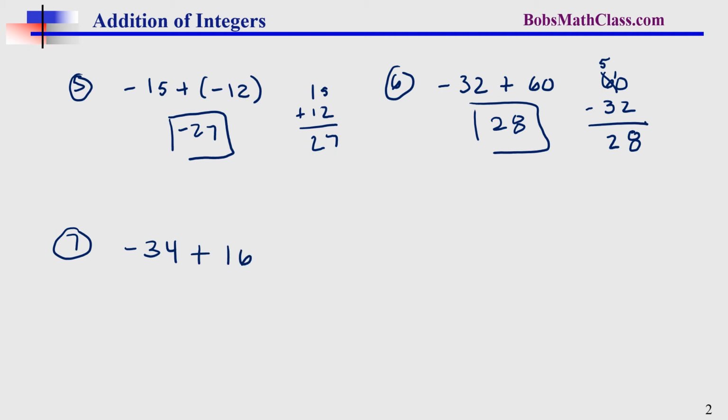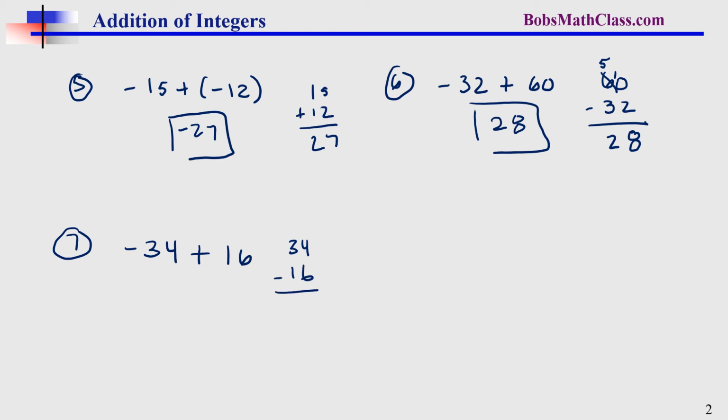Okay, here's our next one. Negative 34 plus 16. Signs are different, right? So again, we're going to subtract. Which one should we put on top, the 16 or the 34? The 34. So we're going to put the 34 on top and subtract 16.